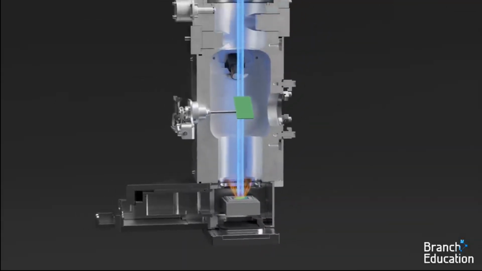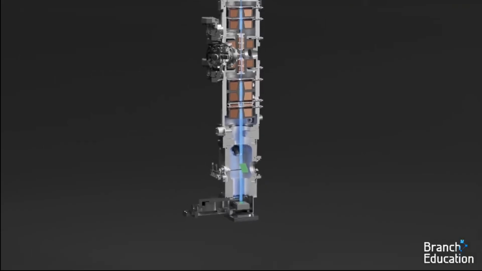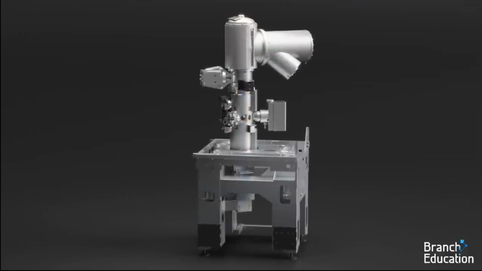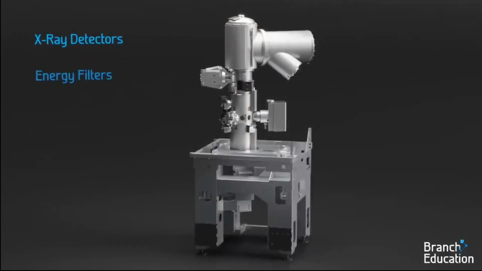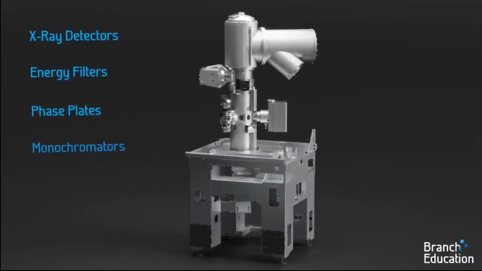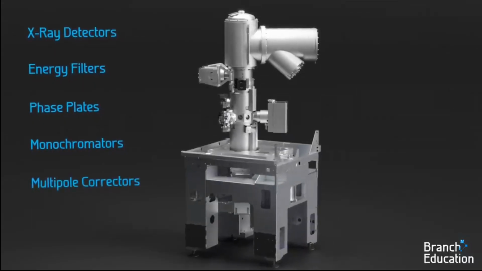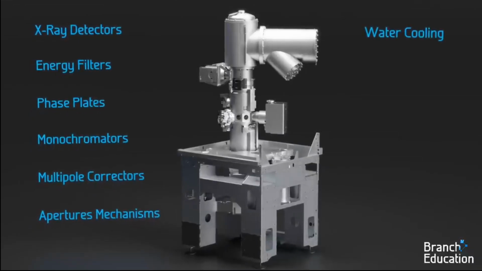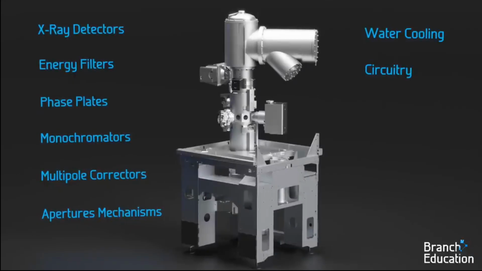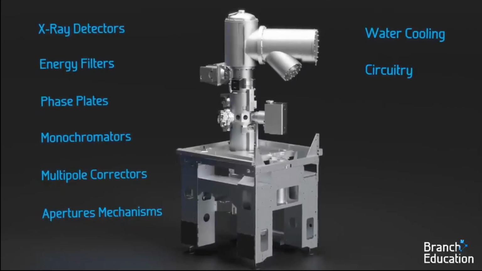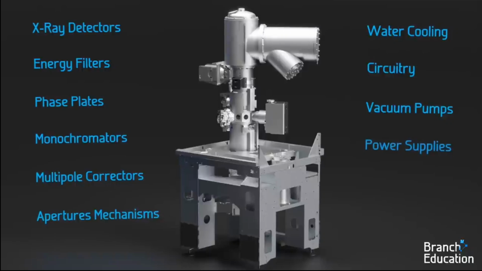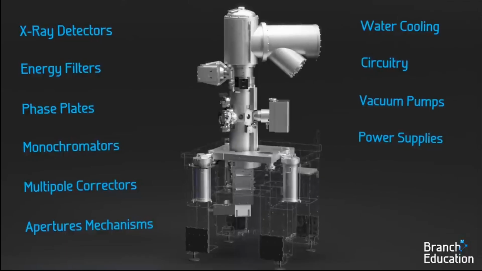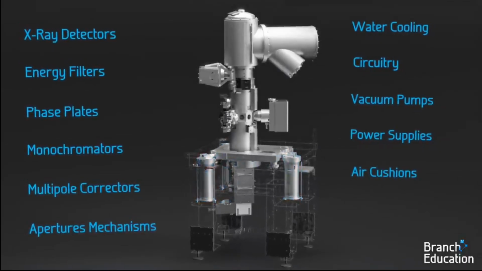We've covered many key parts of the microscope, but there are other pieces of equipment and modules that provide additional features. For example, there are X-ray detectors, energy filters, phase plates, monochromators, multiple correctors, mechanisms to hold and adjust apertures, water cooling for the magnetic lenses, tons of circuitry to control the magnetic lenses and the field emission source, vacuum pumps, power supplies, and much more. Additionally, the entire microscope sits on air cushions to remove external vibrations.